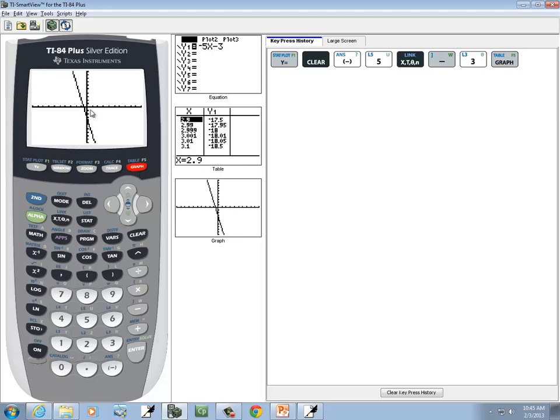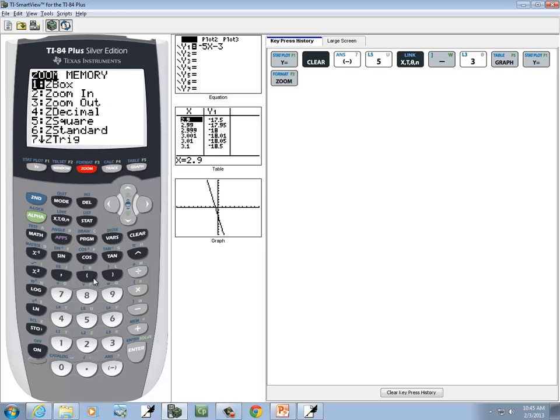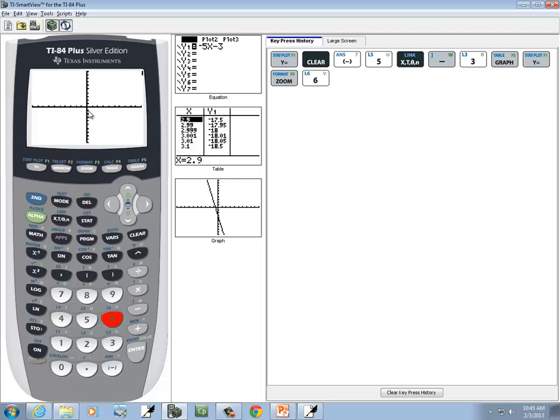Now if your graph doesn't look like this, press your y equals. Make sure plot 1, plot 2, and plot 3 are not highlighted. If they are, do your up arrow key, put your flashing cursor on whichever one's highlighted, using your right arrow key if necessary, and then press enter one time, and then do a down arrow. And if those are okay, then try pressing zoom, and then press 6 for ZStandard. And then hopefully your graph will look like that.